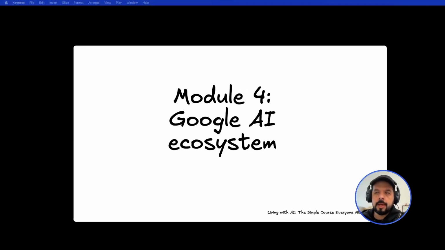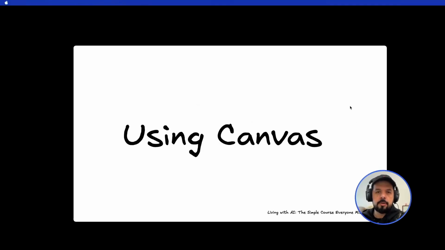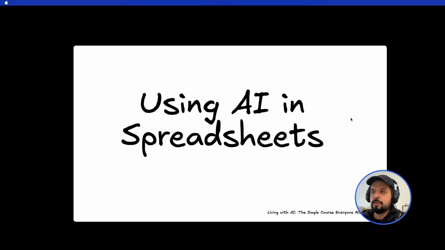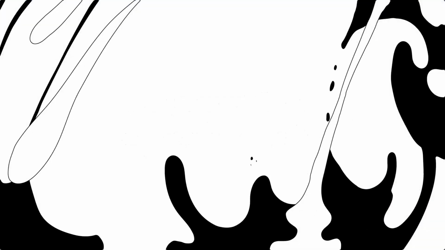Hi everyone, I'm back for Module 4, Google AI Ecosystem. This is part 2. In part 1 we talked a little bit about using Canvas, and today we're going to focus on something that's coming up a lot in social media, which is using AI in spreadsheets.